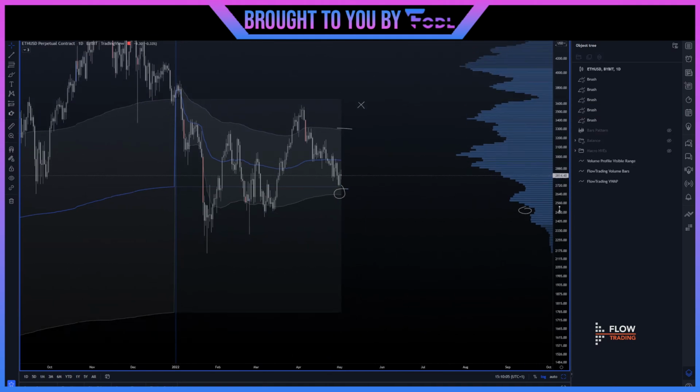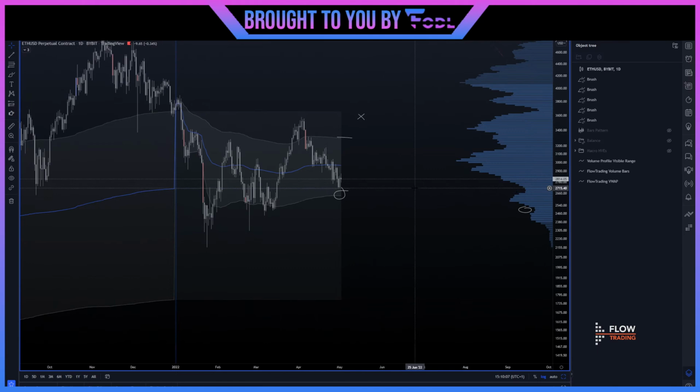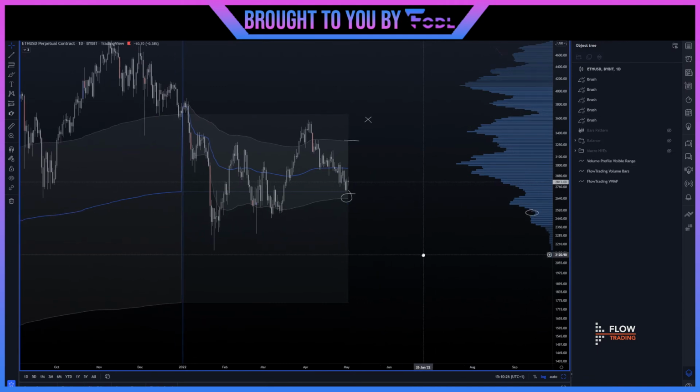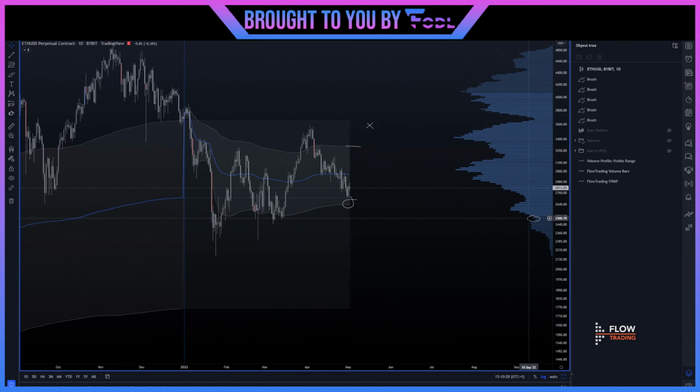Okay, so if Bitcoin decides to have a little pullback to 36,000 or whatever, then I wouldn't be surprised to see these prices around about $2,600. We've also got a low volume area around about $2,500, right? So it becomes a little bit confluent.